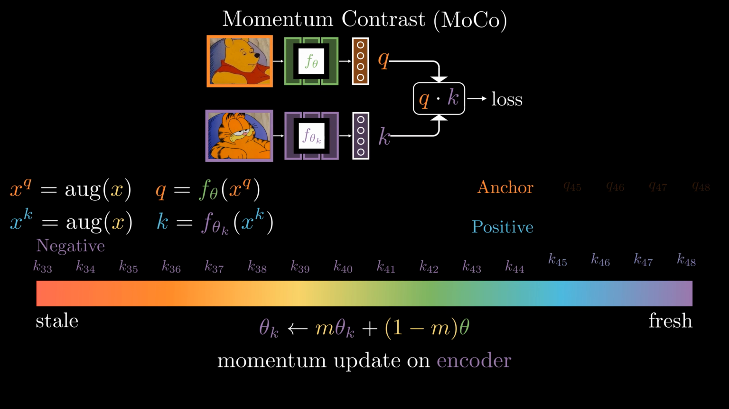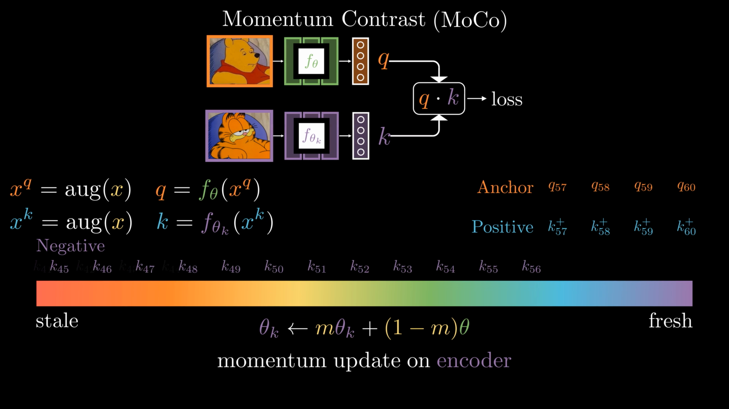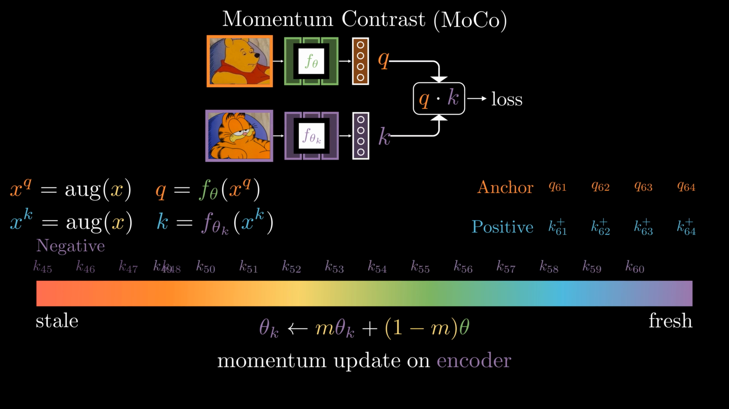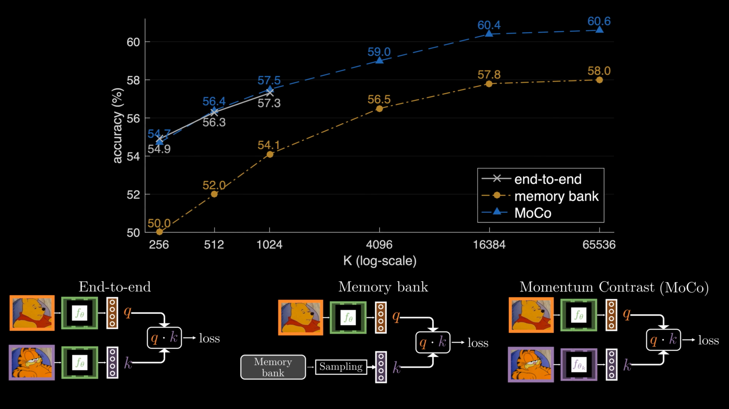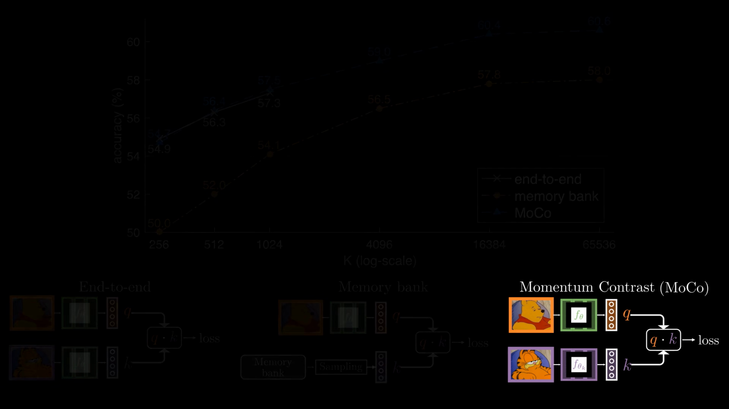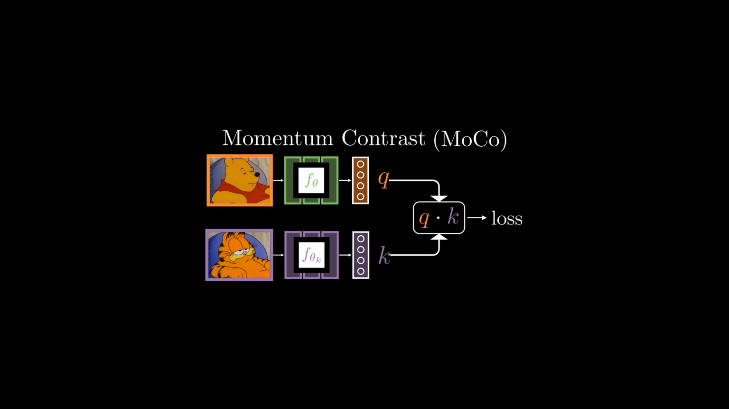This queue design breaks the dependency between the number of negatives and the mini batch size, enabling the use of a much larger dictionary of negative samples than what would be possible with a typical batch. Here is a comparison of 3 contrastive loss approaches on ImageNet linear classification. The momentum contrast method matches the performance of end-to-end training strategies, while enabling the use of a much larger dictionary of negative samples. This is MoCo, momentum contrast.